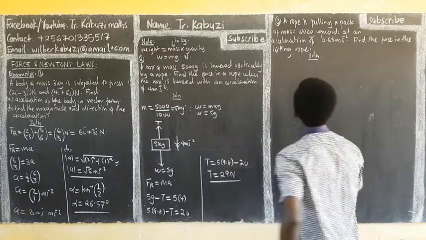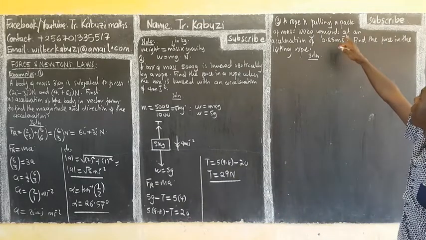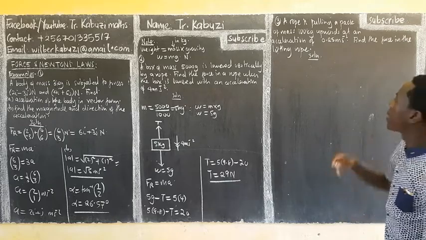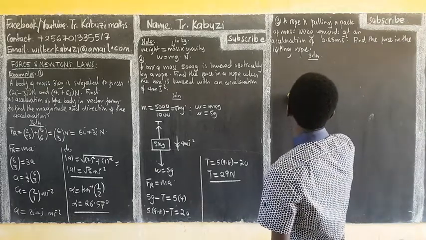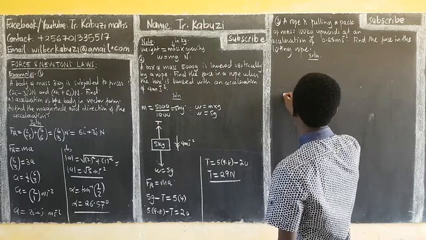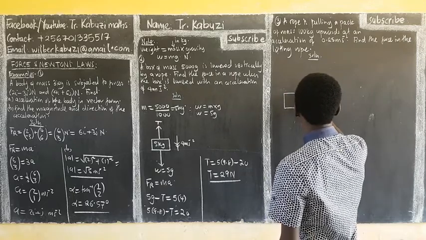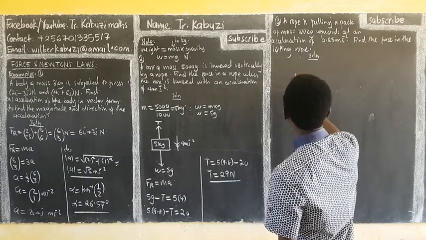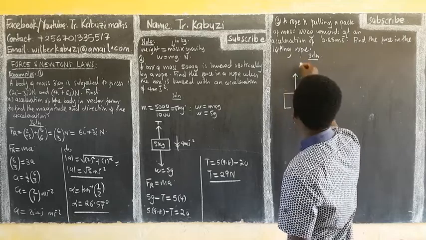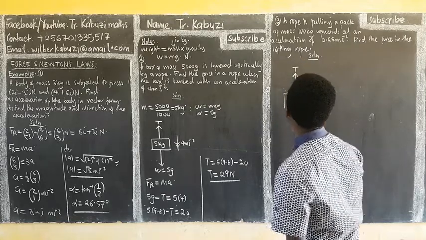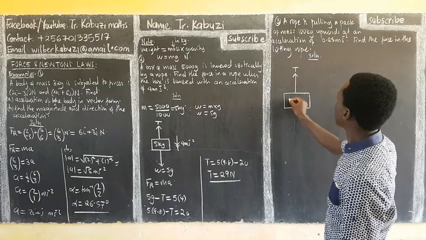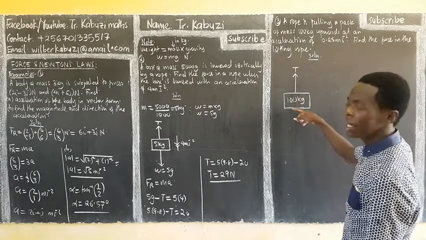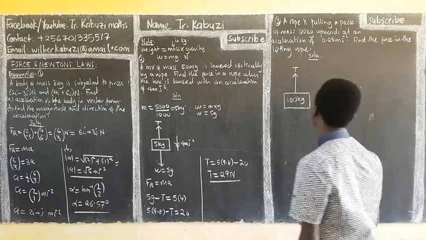So now we come to this one also. Our rope is pulling a box of mass 100 kilograms upwards. There is a rope pulling it upwards, meaning there is a force pulling this thing upwards. Let us call it T. This one has a mass of 100 kilograms. Of course, if it has 100 kilograms, there is a weight acting on it.